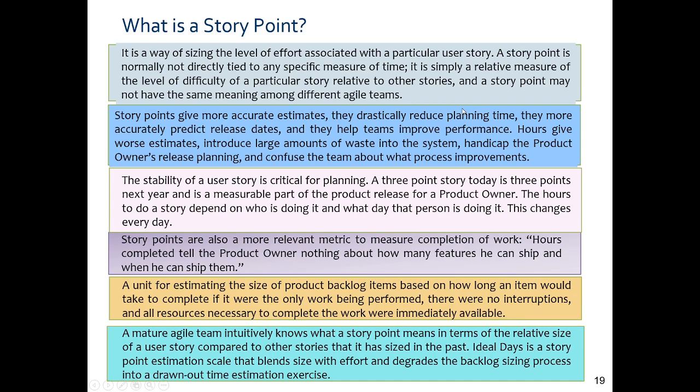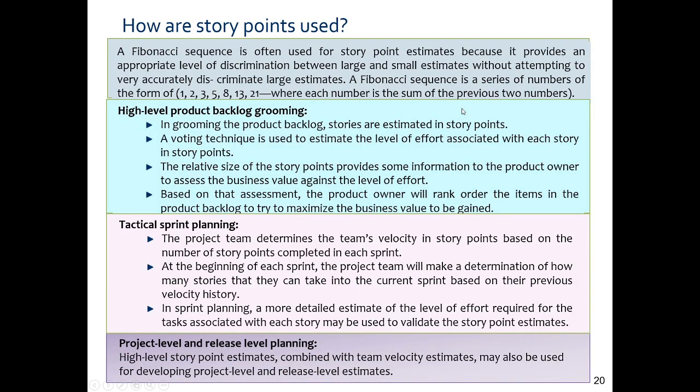Here is the example, the Fibonacci series: 1, 2, 3, 5, 8, 13, 21. The next numbers were not indicated by me, although they are available, you can check them. But it is very dangerous to go beyond this length, because it is an indicator of a very complex user story.